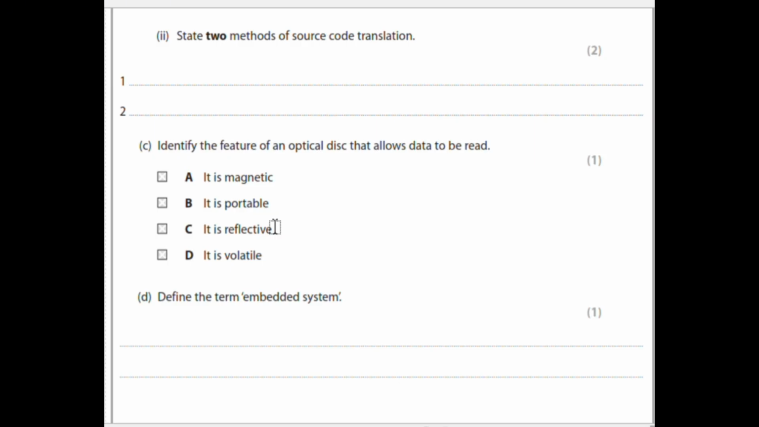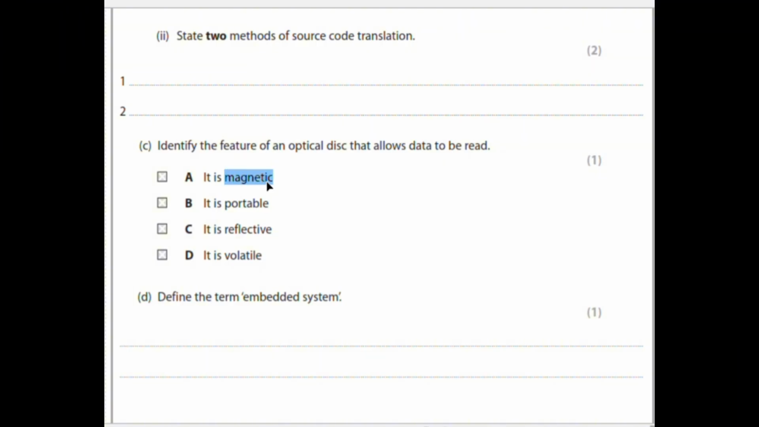Guys, please pick up. Yes. Which one? C. Yeah, it is reflective. Yes, that is the correct answer.